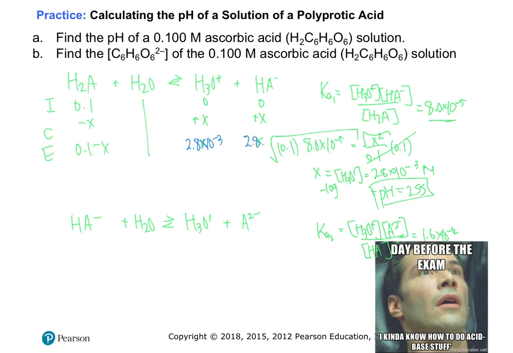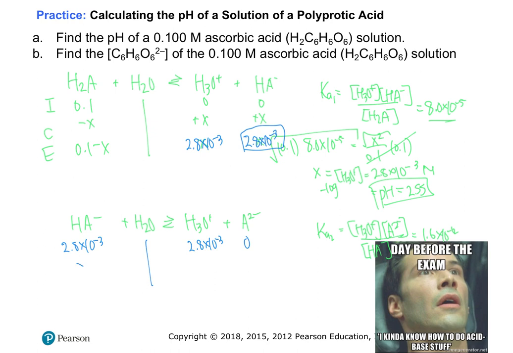So I can write that in here now. Initially I am going to start with that much of my bisascorbate, so 2.8 times 10 to the negative third. And that is also how much hydronium I have to begin with, so 2.8 times 10 to the negative third. And I don't have any of the ascorbate in there yet.